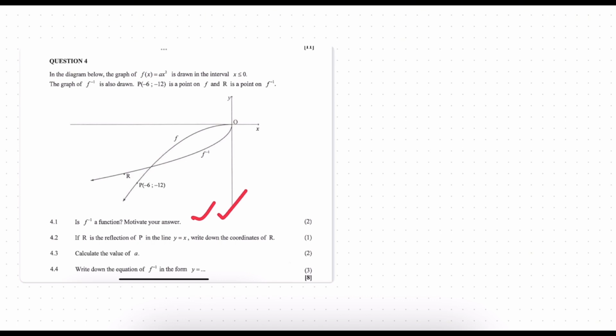If R is a reflection of P along this line, let's try and draw. I'm not sure if we'll be able to draw this one. My handwriting, hey, got you. This is a straight line, a reflection line. Now we need to determine the coordinates of R.